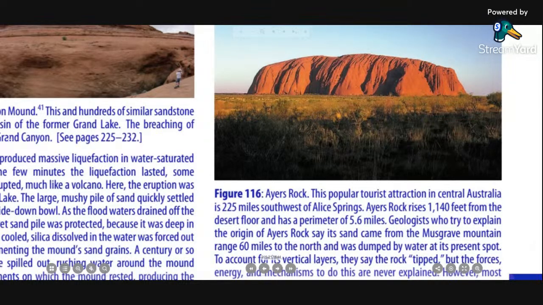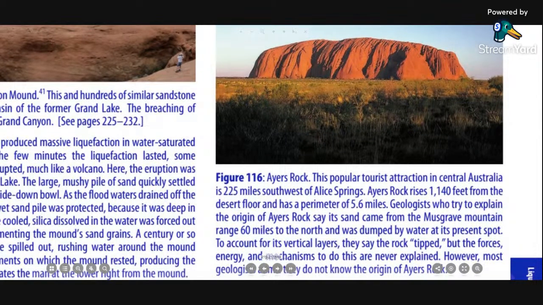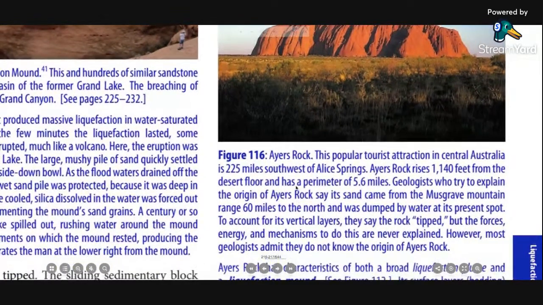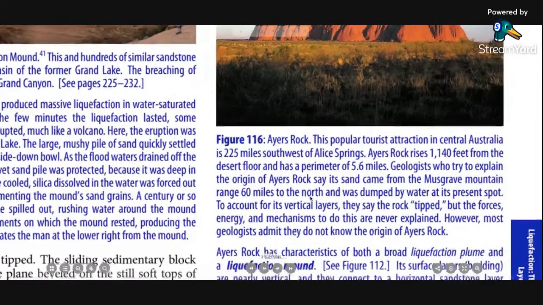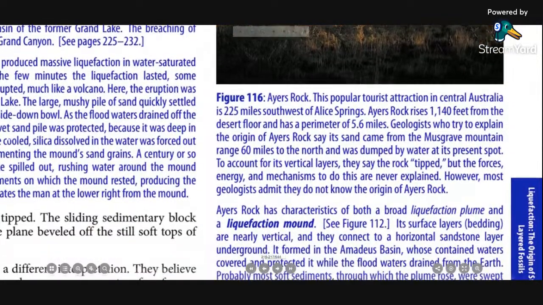Geologists who try to explain the origin of Ayers Rock say it is sand from the Musgrave Mountain Range 60 miles to the north and was dumped by water at its present spot. To account for its vertical layers, they say the rock tipped, but the force, energy, and mechanisms to do this were never explained. However, most geologists admit they do not know the origin of Ayers Rock.